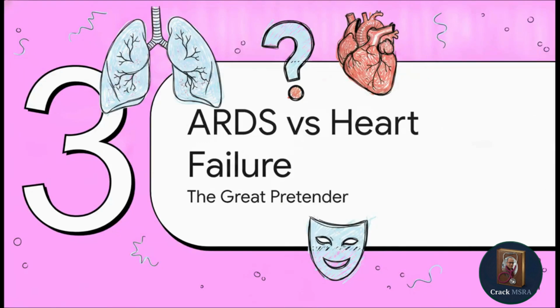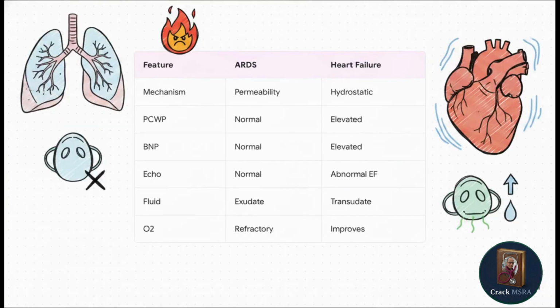Section 3. ARDS versus heart failure, the great pretender. So here comes the most common trap on the exam, differentiating ARDS from cardiogenic pulmonary edema. The primary mechanism of ARDS is an inflammatory capillary leak, whereas heart failure is all about high hydrostatic pressure. Because of this, the pulmonary capillary wedge pressure, or PCWP, is normal or low in ARDS, but elevated in heart failure. Similarly, the BNP level will be normal or maybe just mildly elevated in ARDS, but sky-high in heart failure. If you do an echo, ARDS shows normal left ventricular function, while heart failure shows an abnormal ejection fraction.